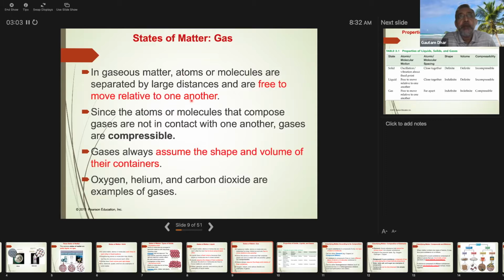Okay. Now, in the case of gases, they are free to move relative to one another. And one of the important properties of gases is compressibility. So they are compressible. No other states of matter are compressible. And gases always assume the shape and volume of the container.